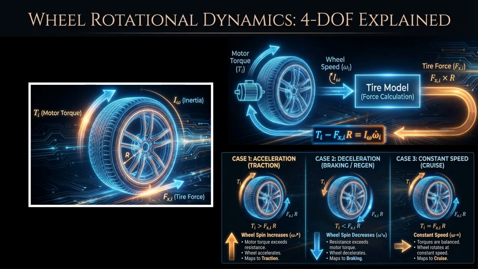When both torques balance, the wheel rotates at constant speed, representing cruising. These three cases directly describe traction, braking, and steady driving, giving engineers a clear physical guide for wheel control.